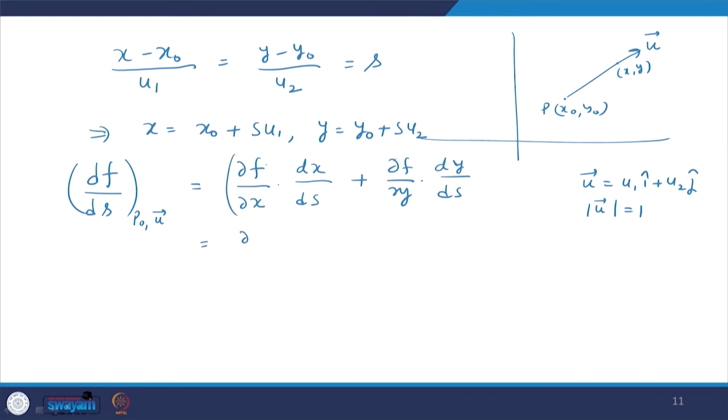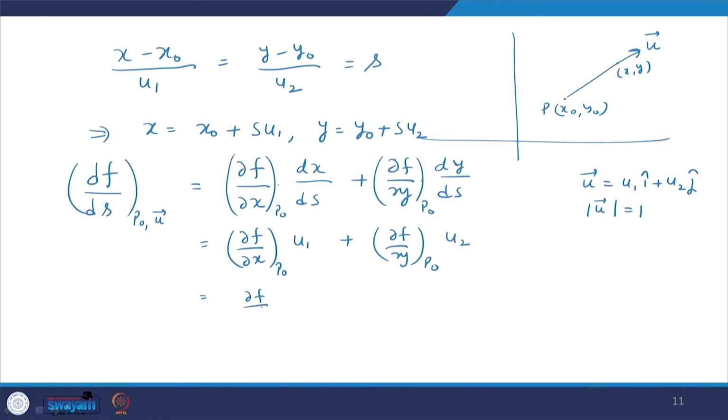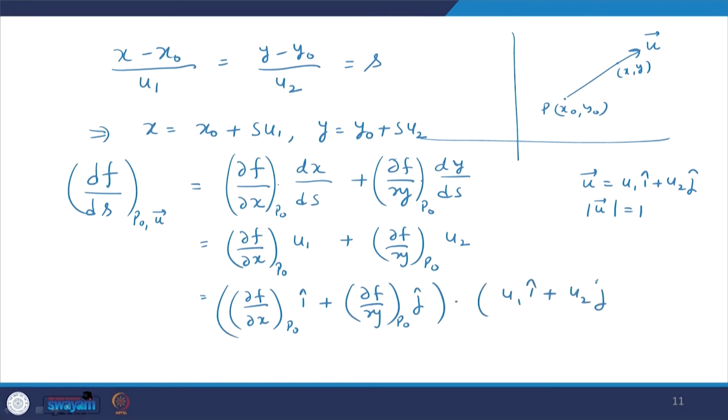Okay. Now, what is del f upon del x? You leave it as it is, at a point p naught, of course, and this also at a point p naught. So, this is del f upon del x at p naught, and what is dx upon ds? From this equation it is u 1, plus del f upon del y at p naught, and dy upon ds from here is u 2. So, this is nothing but del f upon del x at p naught i cap plus del f upon del y at p naught j cap, dot with u 1 i cap plus u 2 j cap. It is nothing but the dot product of these two vectors, and what is it? It is nothing but the gradient of f at p naught, and this is nothing but the u vector.